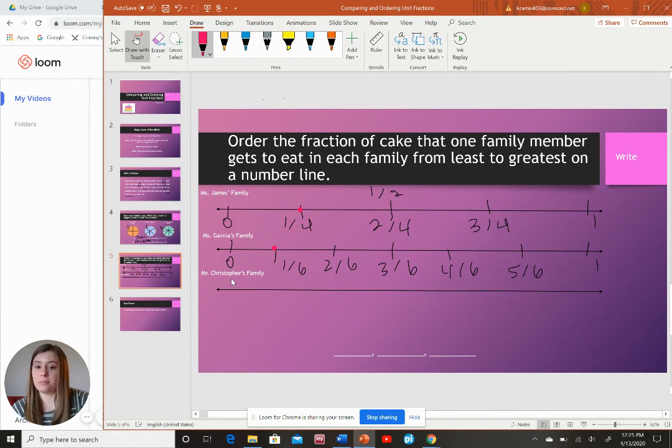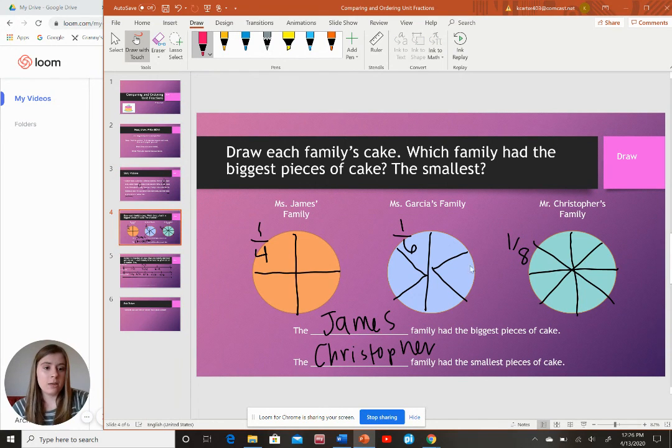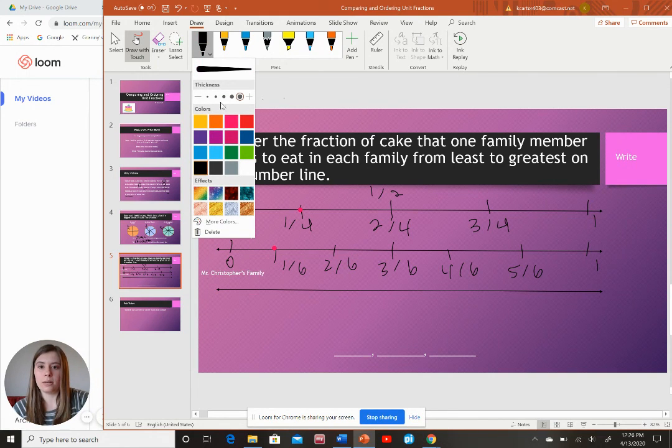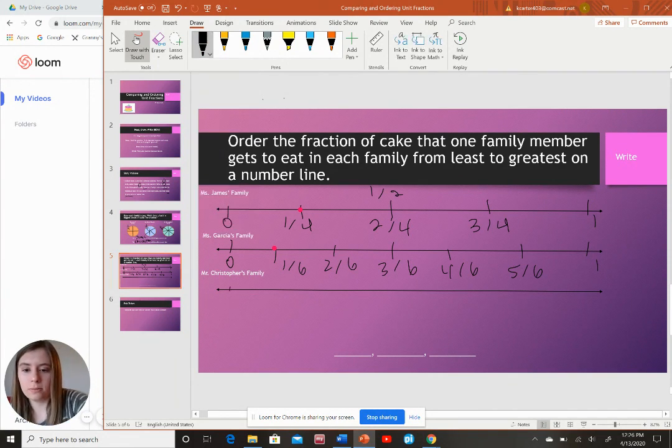And then all we have left is Mr. Christopher's family. So if we flip back to his picture for the last time, you'll see that one person would eat 1/8 of a cake. So we need to make his number line have 8 different sections. But first, of course, we're going to label our endpoints from 0 to 1. Since it's an even number, I like to split it in half. And since there's 8, I know there's going to be 4 pieces in the first half and 4 pieces in the last half. So I'm going to go ahead and do that.